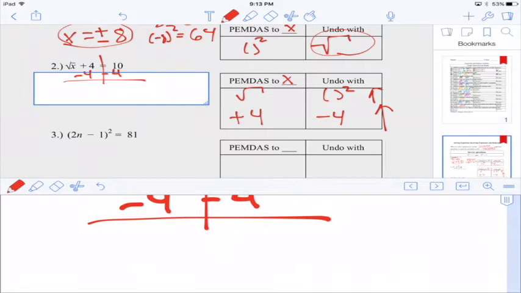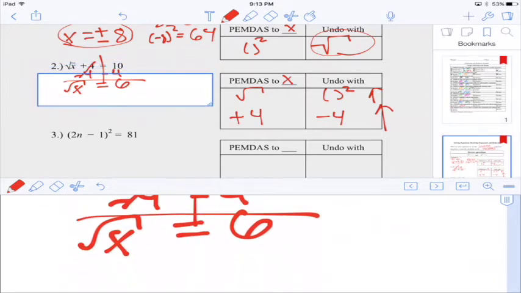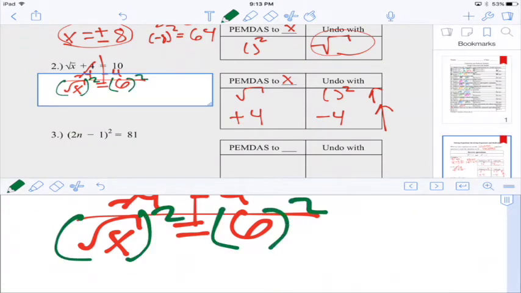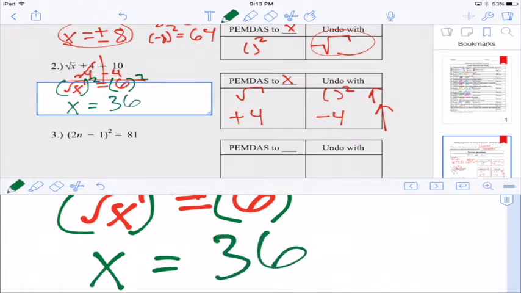So what's left is the square root of x. 4 minus 4 is 0. 10 minus 4 is 6. There is my first step. Now I'm going to square my square root, which means I'll square that side and I'll square that side. Okay, well, this cancels and gives me x, and 6 times 6 is 36.